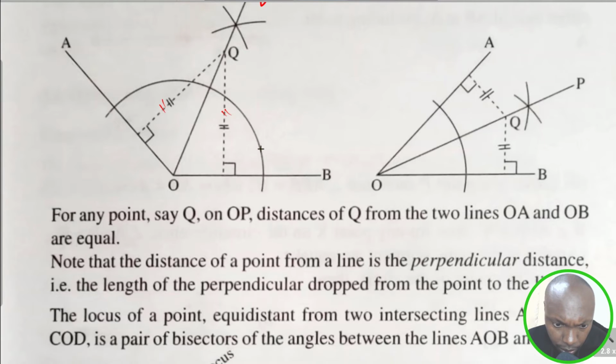So the important thing is the locus of a point equidistant from two intersecting lines, AOB and COD, is a pair of bisectors of the angles between the lines AOB and COD. So this one is just talking about the same thing. The main point here is the locus of a point equidistant from two given sides is the bisector of the angle between the two sides that you're given. As simple as that. That is the most important thing that you're supposed to understand.